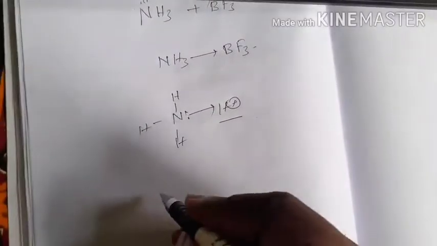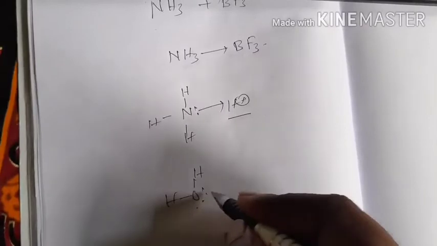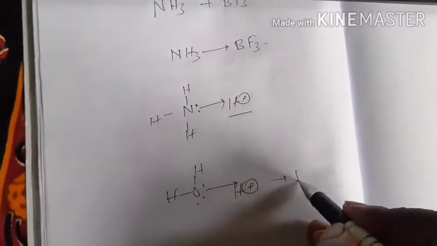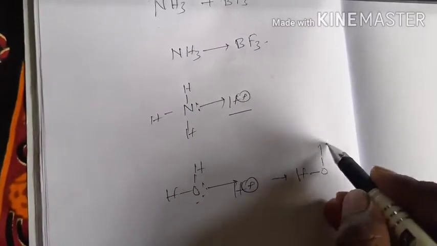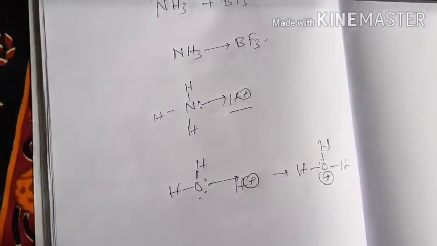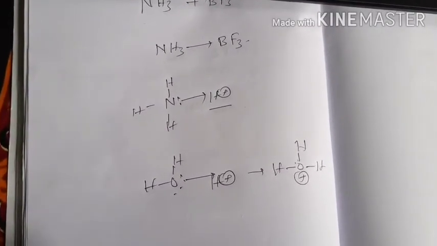Another example I can take here. Suppose water. You know that water has two lone pairs, and when it coordinates with H+, what will it form? H3O+. I hope you have understood these things about the coordinate covalent bond.